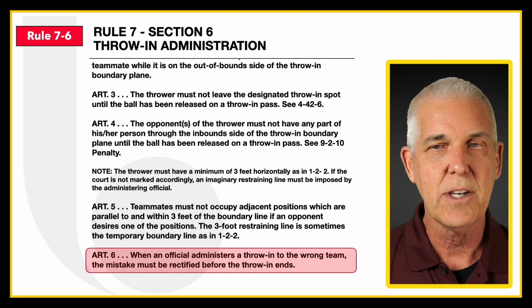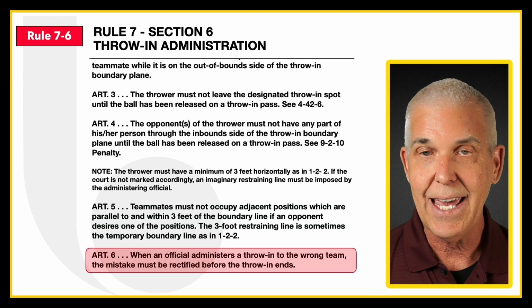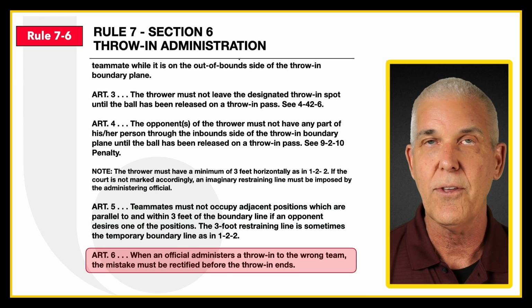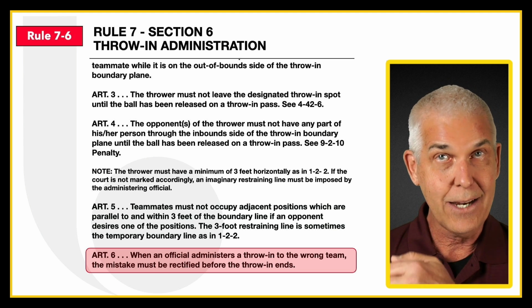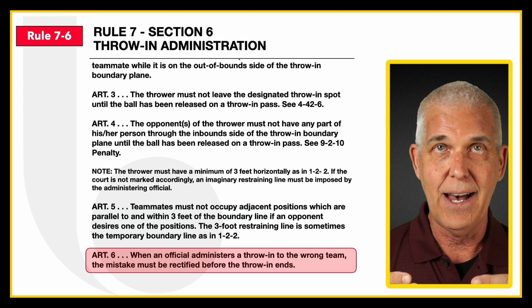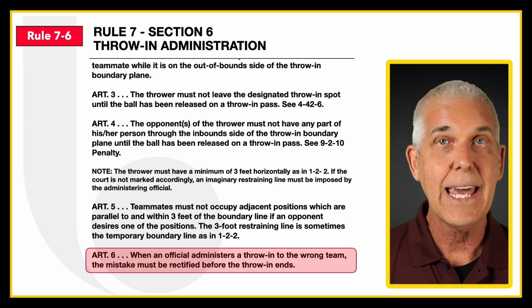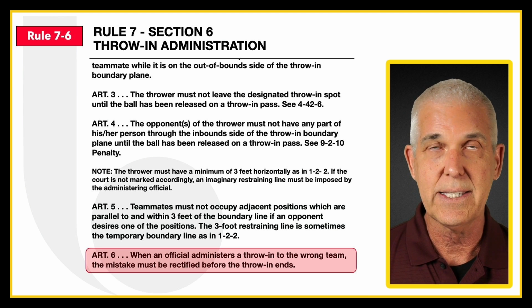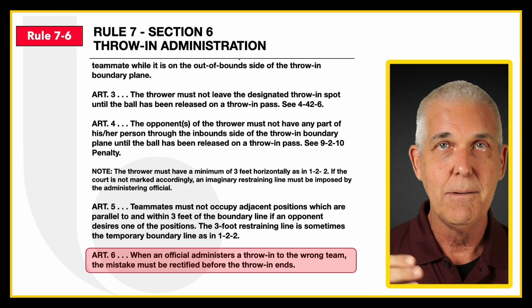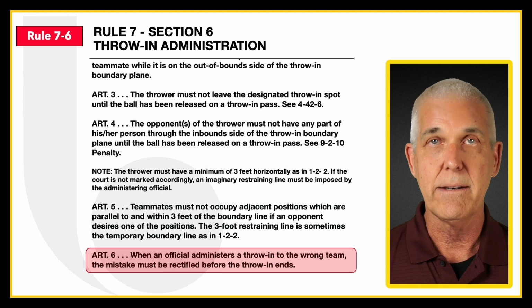When an official administers a throw-in to the wrong team, the mistake must be rectified before the throw-in ends. This rule, added relatively recently, clarifies a situation where the officials erroneously gave the ball to the wrong team for an alternating possession throw-in, let's say. The ball is inbounded, dribble, foul, something. Then the recognition, oh, wait, we gave the ball to the wrong team.